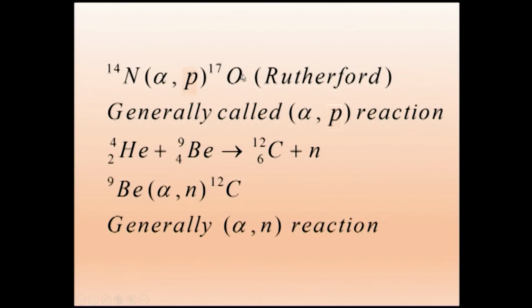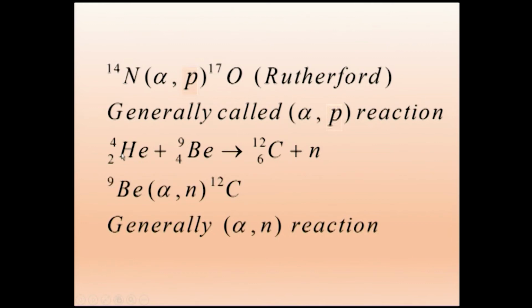This was first done by Rutherford. So, we are just mentioning. Generally these reactions are called alpha p reactions. So, it can be nitrogen and oxygen. You can use some other target and we will see what you are getting here. You can change the target. Therefore, generally we can write it as an alpha p reaction.